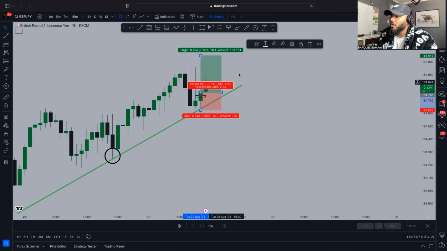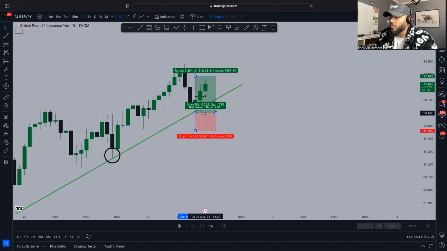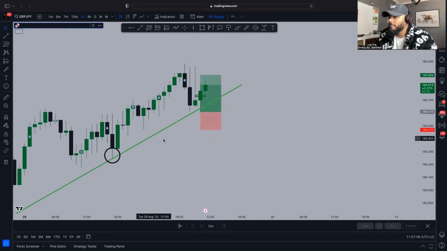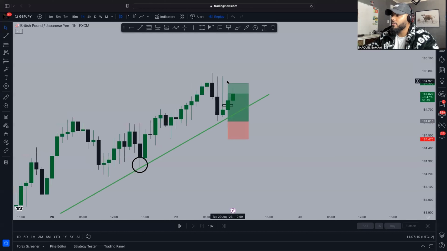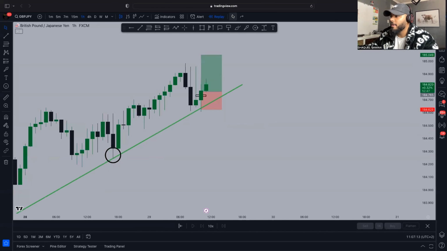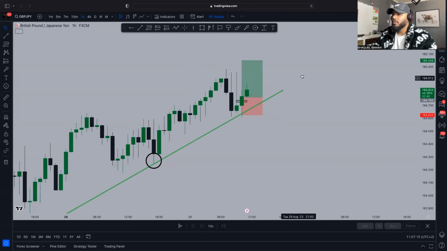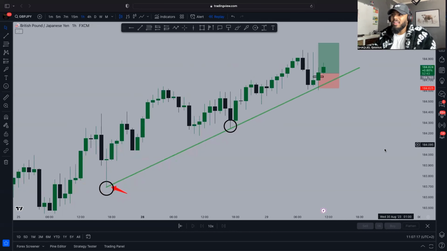This is a late entry though. I should have got in around there, like that. And that should be my take profit already. It is an entry, but I can still take it to the highs, so I can still take it up higher. And that's how you trade with a trend line.